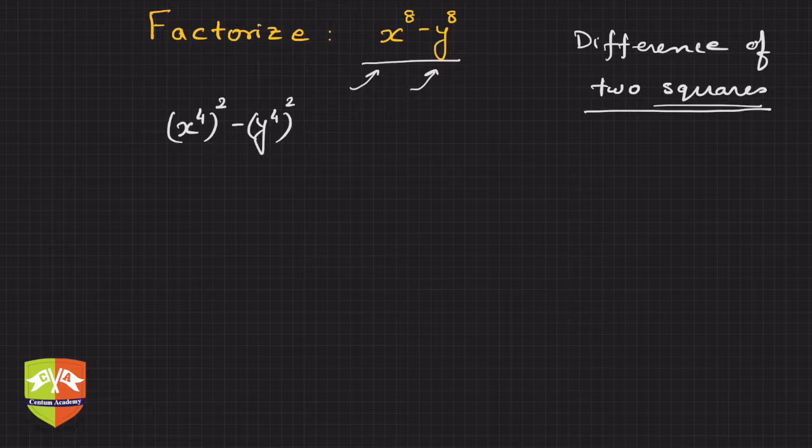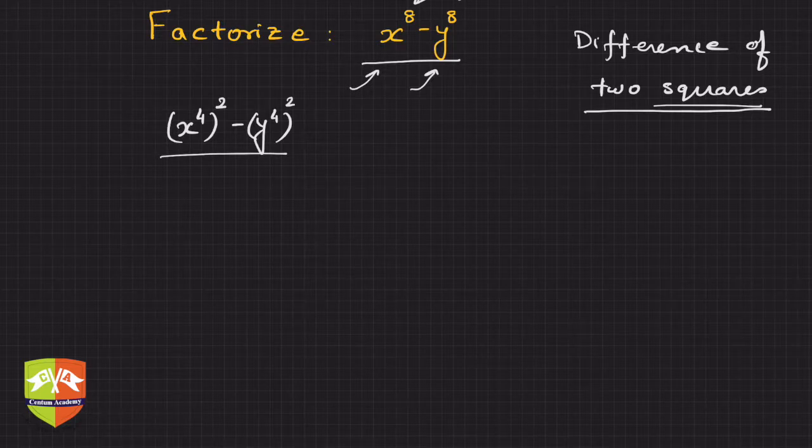Now, obviously, we have never learned any identity which has powers of 8. So hence, it has to be either reduced to powers of 3 or 2. That's what we have learned in algebraic identities, isn't it? Reducing 8 into power of 3 will not make much sense, but we can very much reduce it to powers of 2. So this is how it can be reduced to power of 2, right? x to the power 4 whole square minus y to the power 4 whole square.